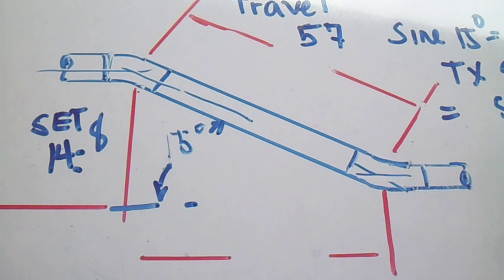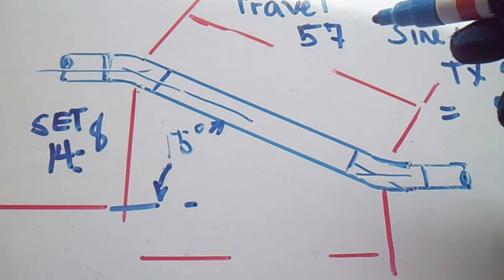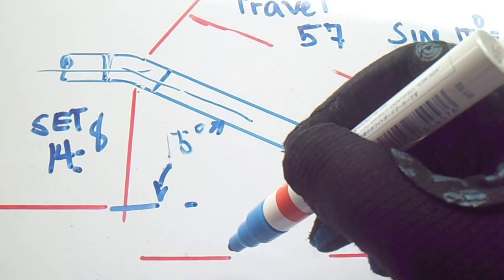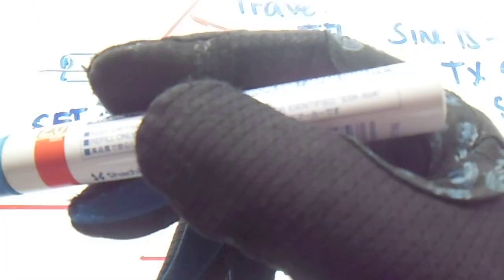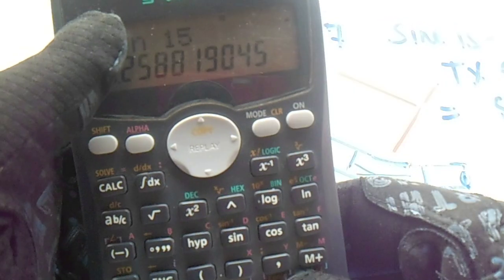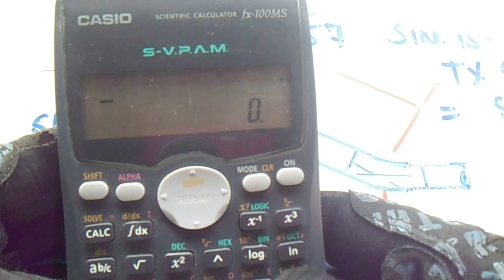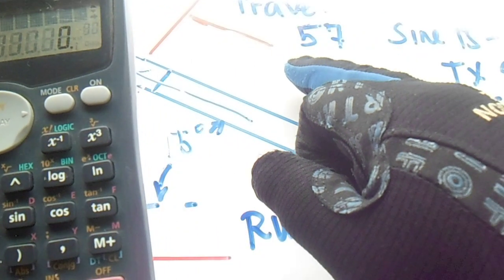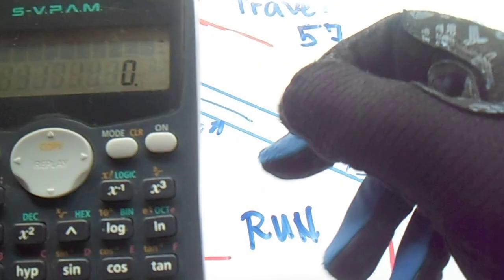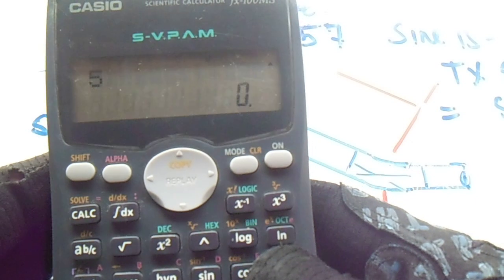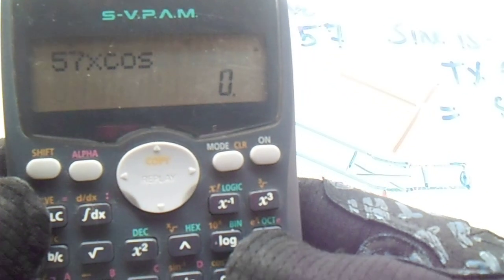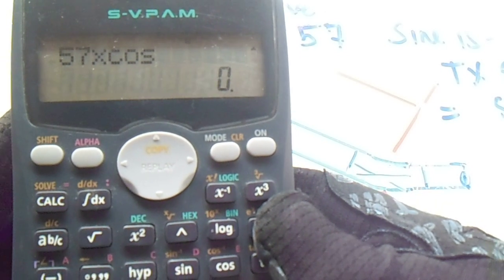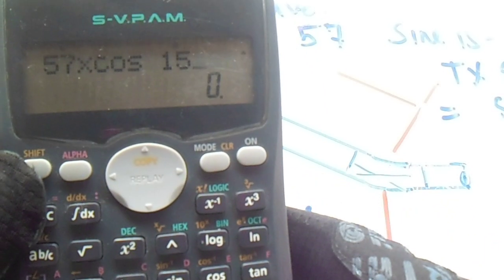Okay, and then we will compute this side. This is run. So to compute that, just use this 57 in our travel. 57, multiply it, make it cosine. Okay, cosine 15 degrees equals.